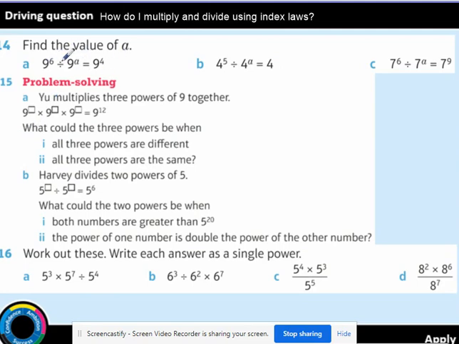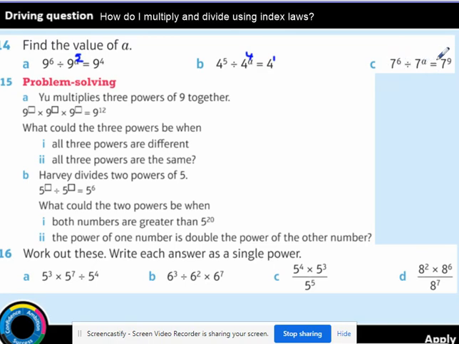Okay, 9 to the power of 6 divided by 9 to the power of 8 is 9 to the power of 4, so that must be 2, because 6 take away 2 is 4. This must be 5 minus a. Oh, no, we're working out a, excuse me. So that's power 1, and 5 minus what gives us 1? A must be equal to 4.